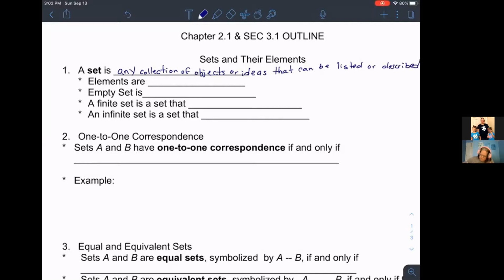That could be 1, 2, 3, 4. It could be A, B, C, D. It could be red, yellow, green. I mean, it could be anything that could be grouped together. An element inside a group is each individual object in a set.